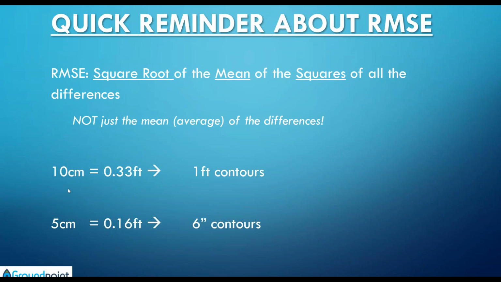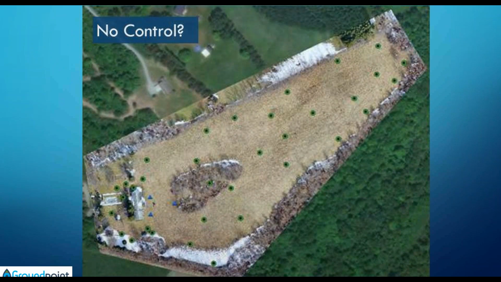So the numbers that we're looking for are these numbers on the left, the 10 centimeter or the 5 centimeter. You remember, for vertical data, the 10 centimeter accuracy class corresponds to 1 foot contours, and the 5 centimeter accuracy class corresponds to 6-inch contours. That's really what our target is, what our goal is in determining how good our data is vertically. That's the holy grail down there. If we can get down to 15 hundredths, or 16 hundredths, we're good to go for 6-inch contours.